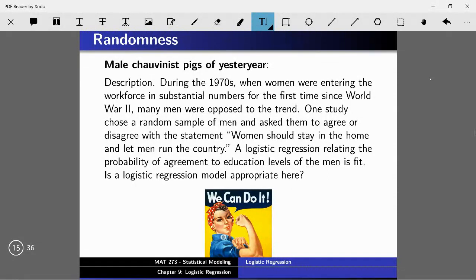Okay. So in this data example, is a logistic regression model appropriate here? Is this a random sample where we have a binary outcome? So yes, here, because they had a random sample of men, we can apply logistic regression and model this probability. And for those who are not familiar, this is Rosie the Riveter, who is an icon for women in the workforce during that time.